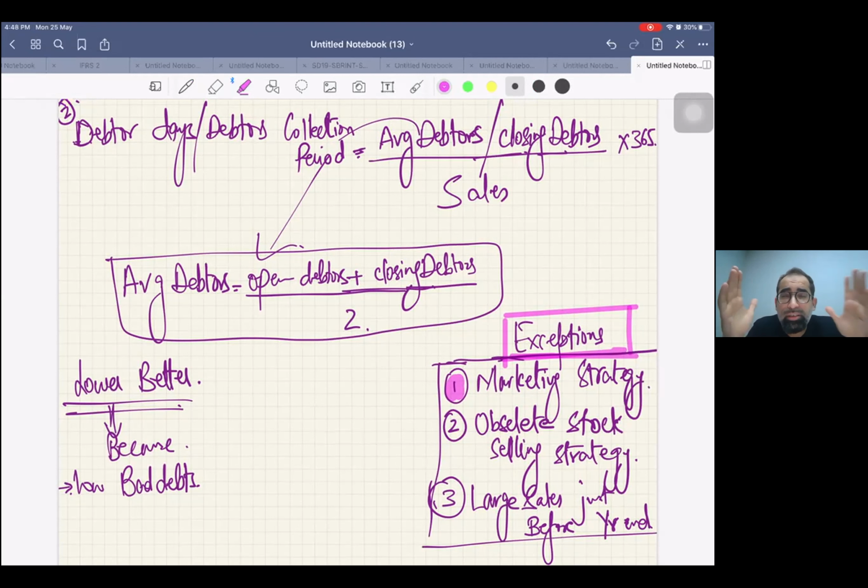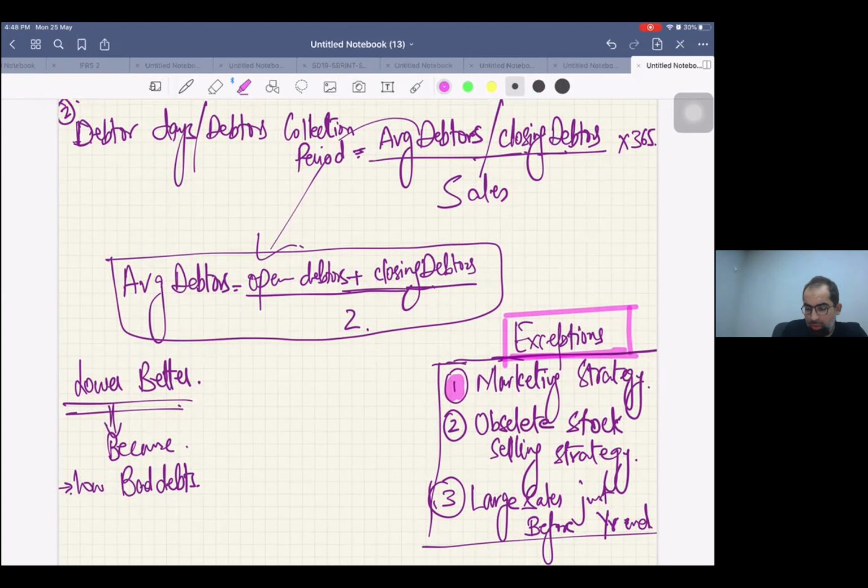Now you are increasing your debtor days with an objective, and that objective is a long term strategy. You need to make a long term customer base, and now it's good for the organization. So don't say that increasing debtor days is always bad, sometimes it is good.